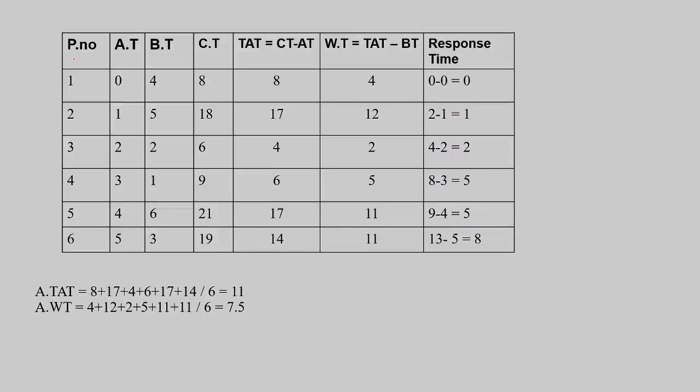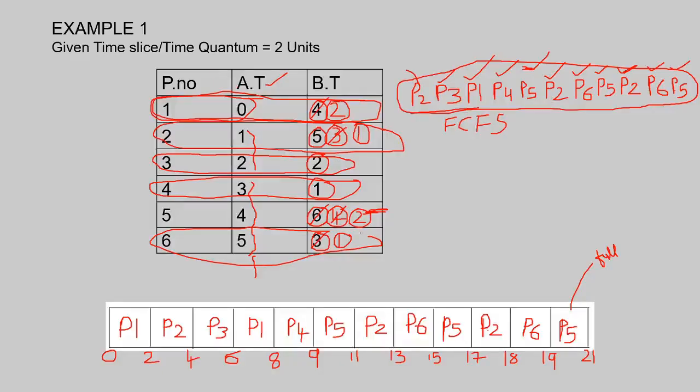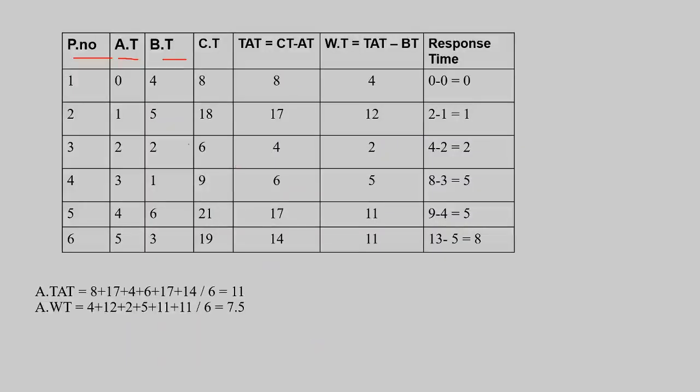So this is the table: process number, arrival time, burst time. Then find out the completion time of the processes. P1 completion time is 8, P2 completion time is 18, P3 completion time is 6, P4 completion time is 9, and so on. Like this, you need to find the completion time of all the processes and note it down here.